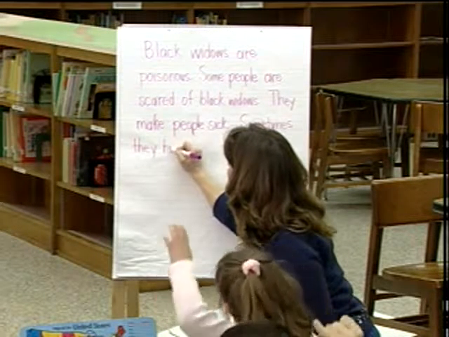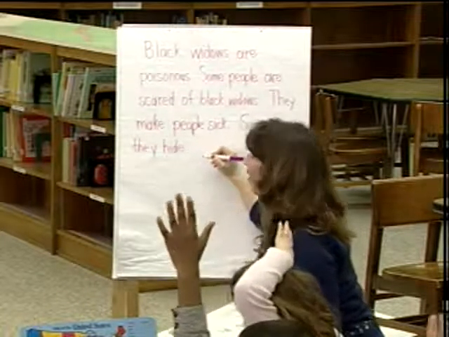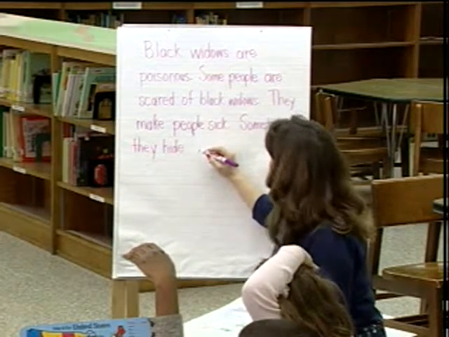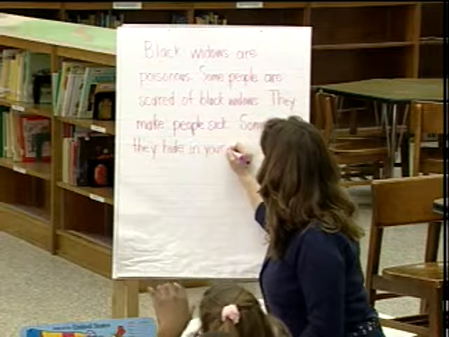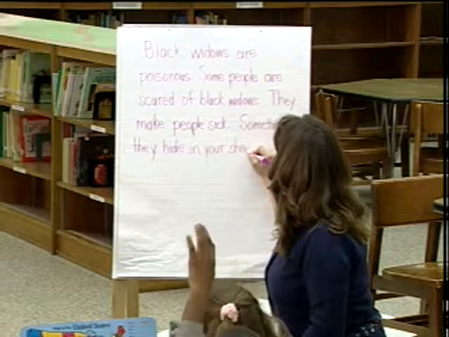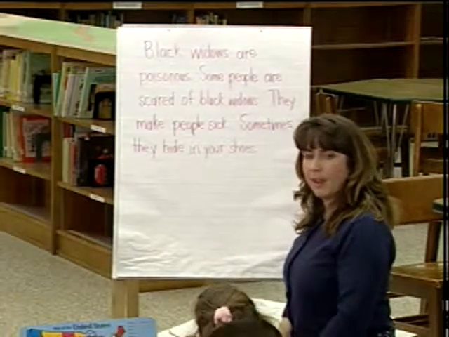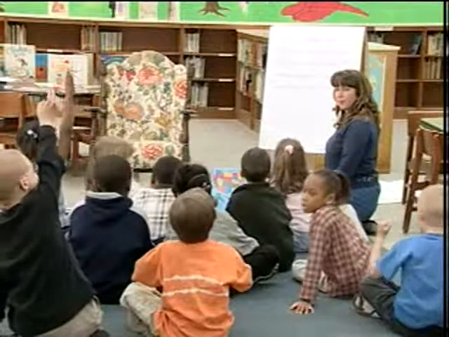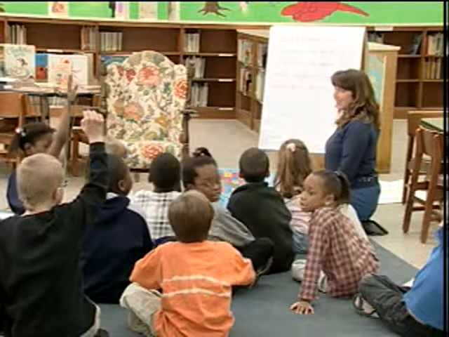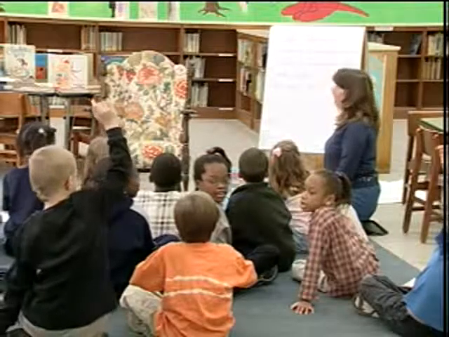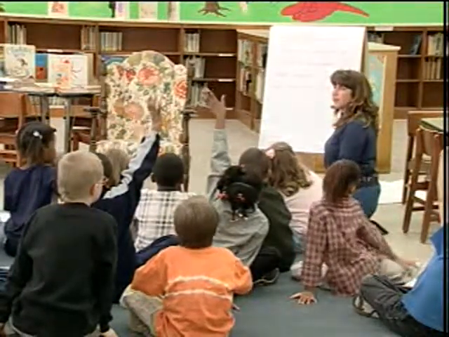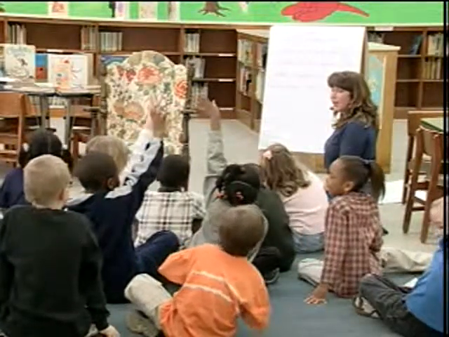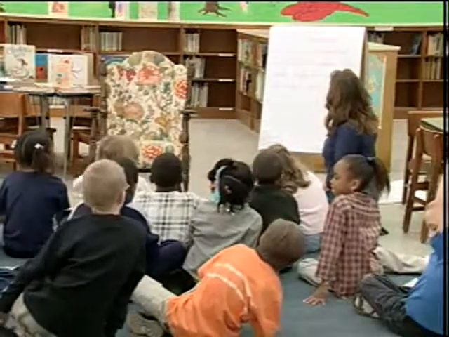Who can tell me something about their web? Okay, I'm not going to pick anyone that's shouting out or grunting. Sometimes they hide in your shoes. Okay, Hunter? They're poisonous and they could kill you. Right. Well, we've kind of said that they make you sick and they're poisonous. China? They have a tangled web.